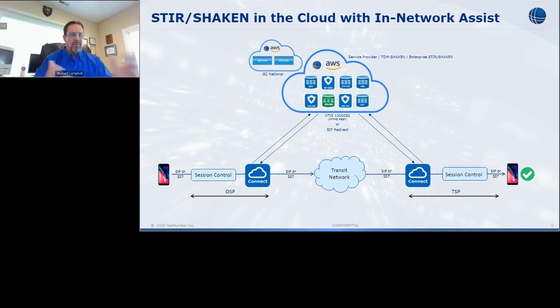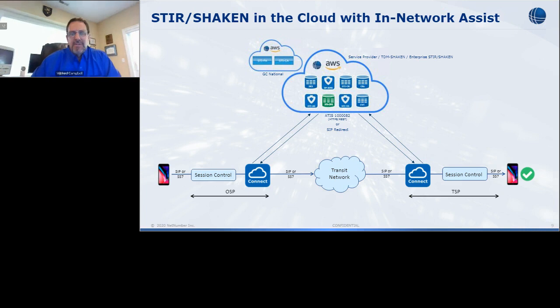And so what this really means to you in the end is you do have the choice, as you look at implementing STIR/SHAKEN, to build all those boxes yourself. And some people are doing that. You also have the choice, however, simply to use STIR/SHAKEN as a service in the cloud and access it via this standardized interface, either directly from your network or indirectly through some kind of in-network assist product that you can get from most solution vendors. So that's the general operation of STIR/SHAKEN and how it impacts your network. Hopefully not a whole lot.